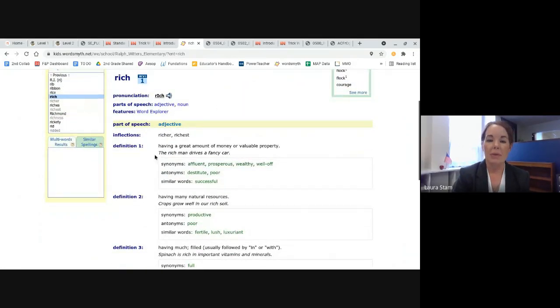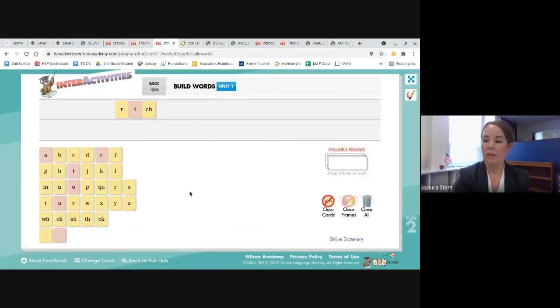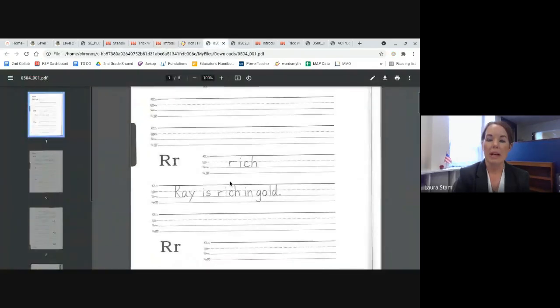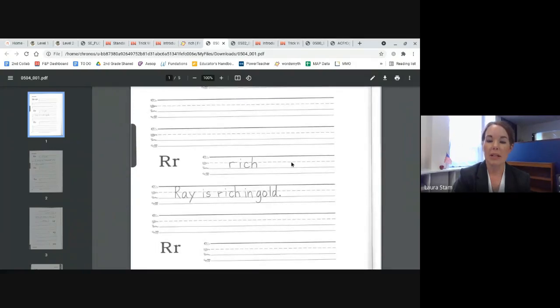And then we also talked about when we read the book, The Treasure, our word of the day was poverty. And poverty is an antonym of rich, or the opposite of rich. Okay, let's go back to our word. Let's use rich in a sentence. When we copied it down in our vocabulary books, the sentence that we came up with in Miss Stam's class was Ray is rich, and then I added in gold. Ray is rich in gold.